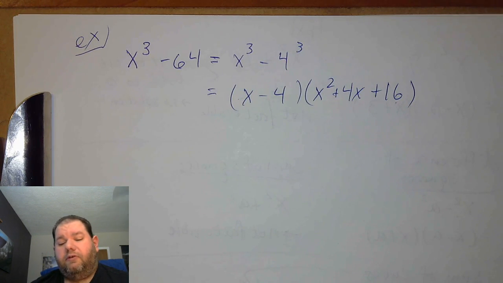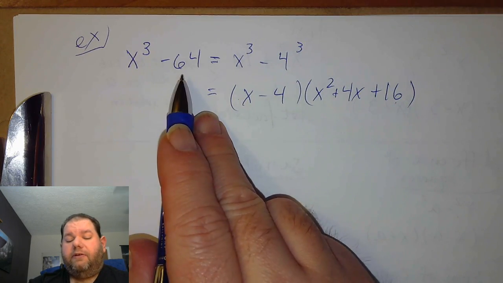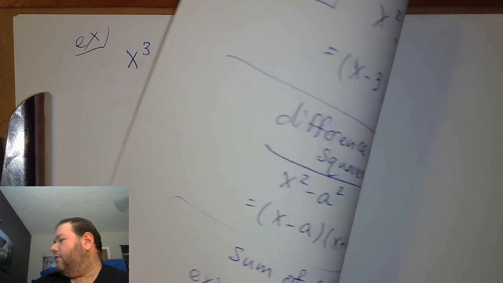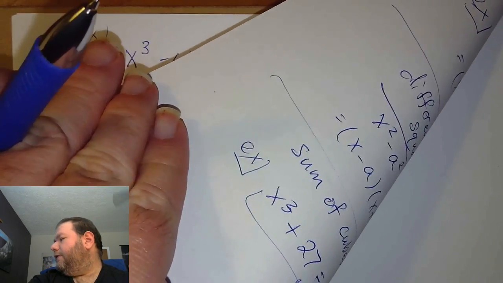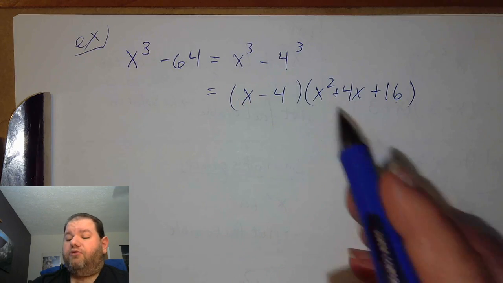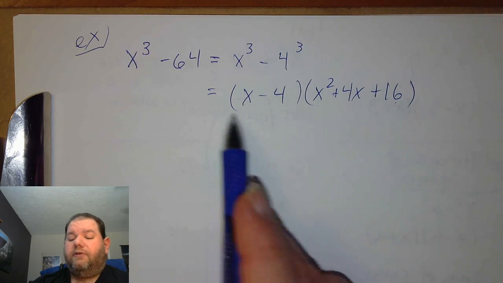But so our pattern works regardless of whether it's a sum or difference of cubes. So we did it here with minus 64, and we did it in the previous example with plus 27. But the pattern is the same in both cases. And again, trinomial is not factorable, so this is all that we have to do.